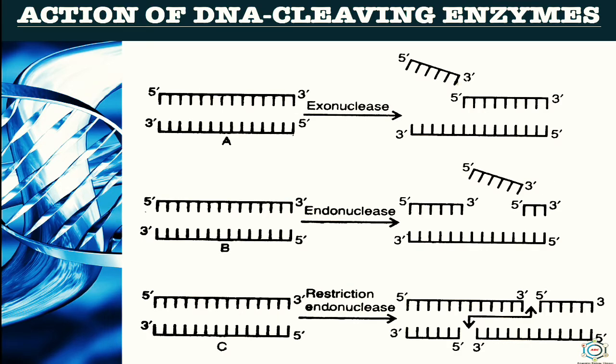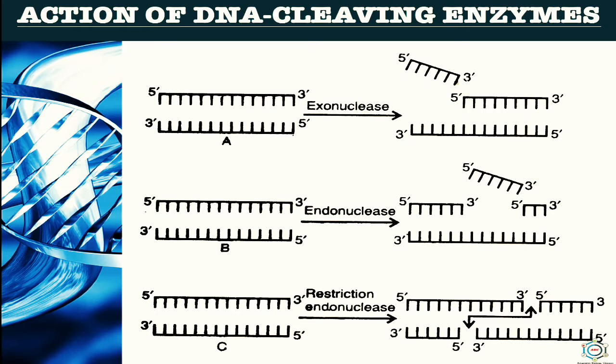In this picture you can see the role of exonucleases, endonucleases and restriction endonucleases. At first, what are exonucleases? Exonucleases cut off nucleotides from the 5' or 3' terminal end of the DNA molecule, which you can see in the picture. That means cutting or cleaving of a DNA molecule is at the terminal position. Now second is endonucleases. Endonucleases cleave the DNA duplex at any point except the terminal ends.